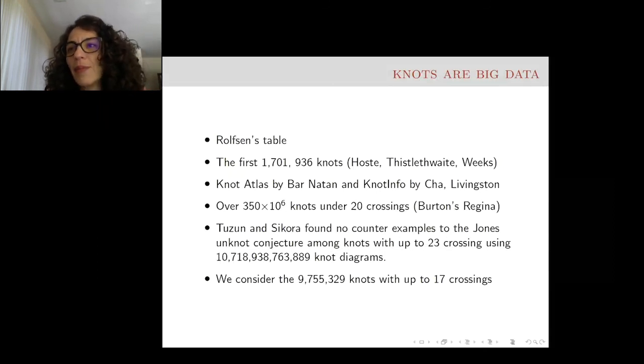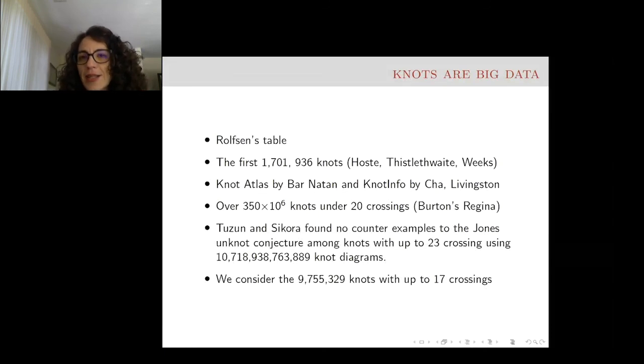More recently, Benjamin Burton has tabulated about 350 million knots under 20 crossings. And Adam Shikora with his student Robert Tuzun, they actually used this many, and I'm afraid even to start pronouncing this number, this many knot diagrams, that are diagrams for knots up to 23 crossings, that they've used to confirm the Jones unknot conjecture for these knots. So basically, it's still an open question whether the Jones polynomial detects the unknot, and now we know that the counterexample would have to have more than 23 crossings if it exists.